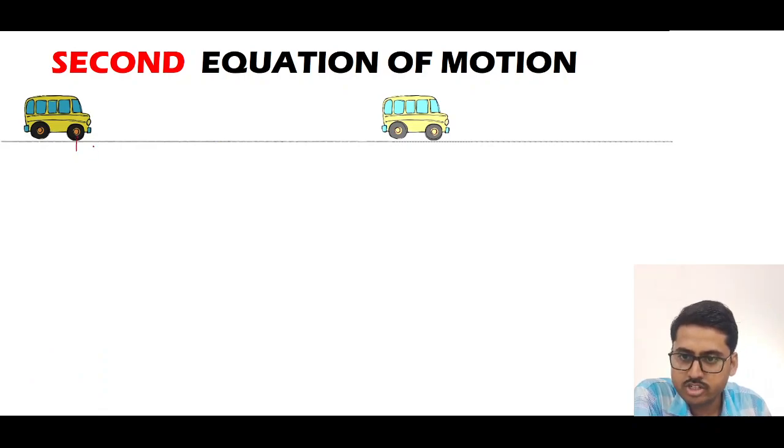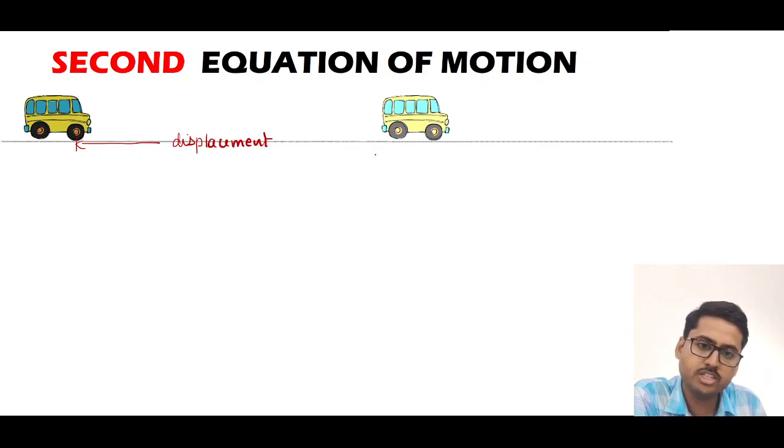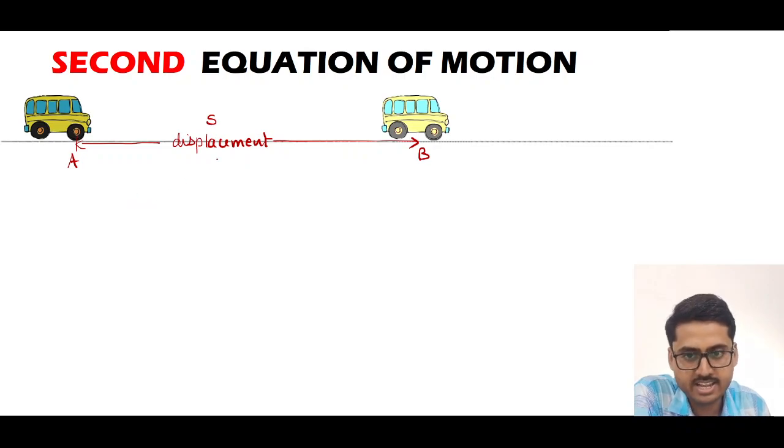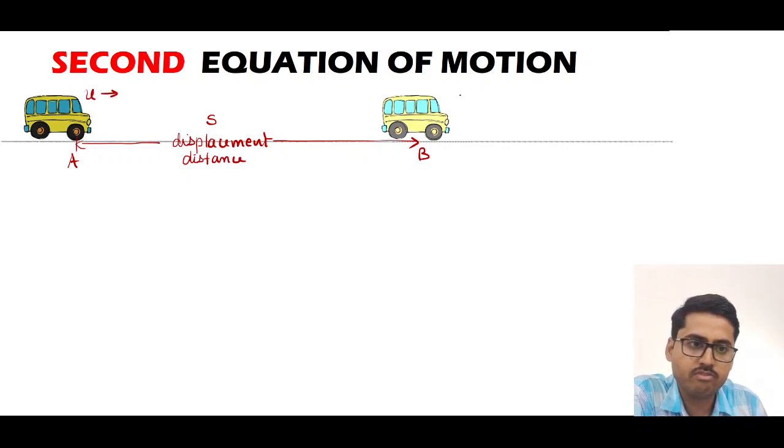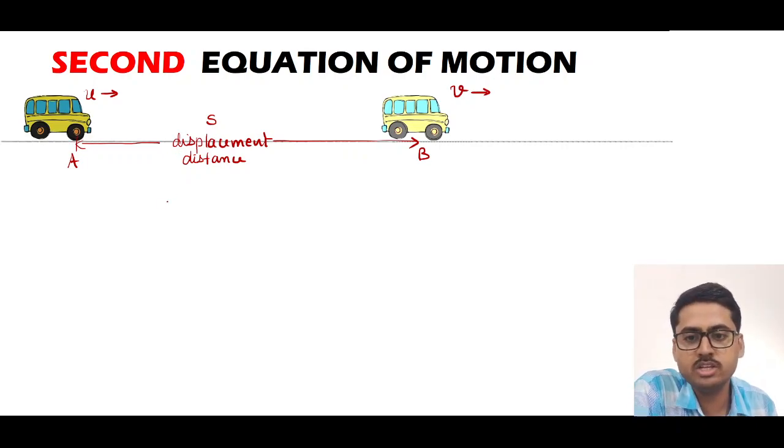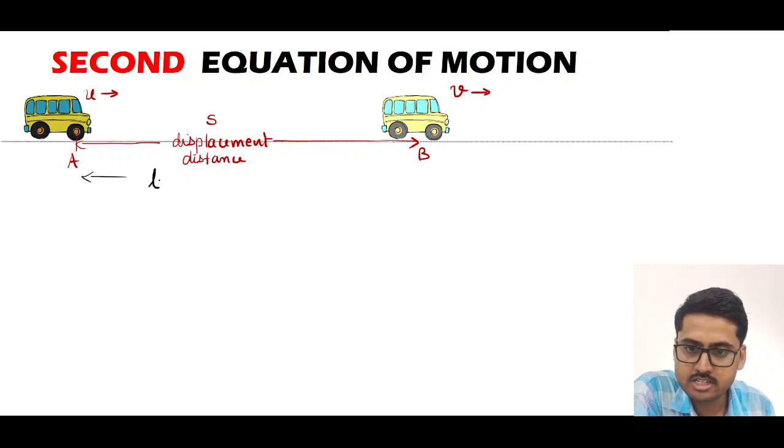So in this equation, as I told, we are finding displacement here. This is your displacement: how much the object moves before it reaches the position from A to B. So displacement we are representing as S, and this can be distance as well. Initial velocity we assume to be u, and final is v, and certainly it will take some time to go from A to B, and that we can represent by t. Let's say it takes t time.